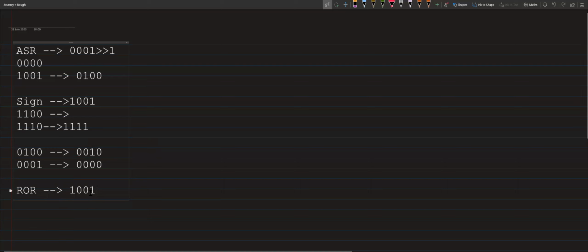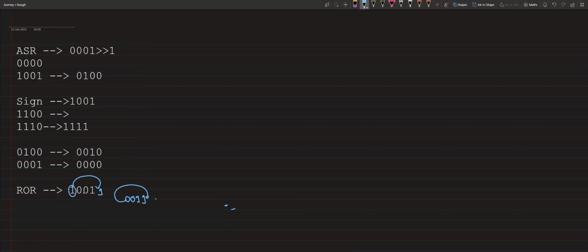So in rotate right, what will happen? Let me write in the writing pad. Whatever the MSB bit is, that will go and sit at the other end. So after rotating right, it will become 0, 0, 1. If I again rotate right, this will go and sit here, and it will become 0, 1, 1, 0. It will keep happening. So this is rotating.